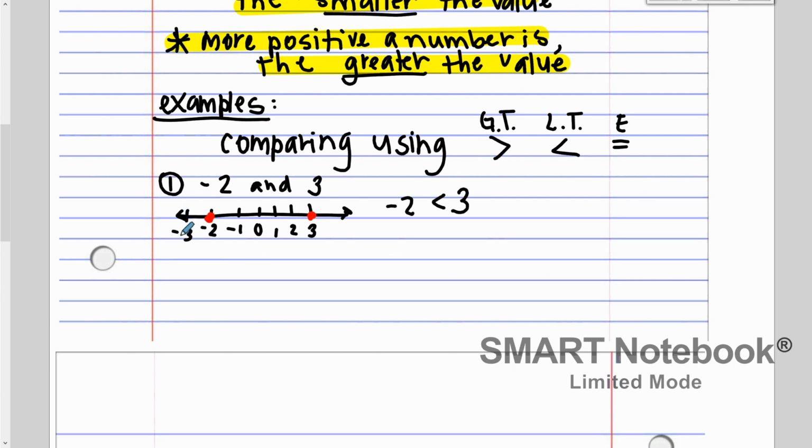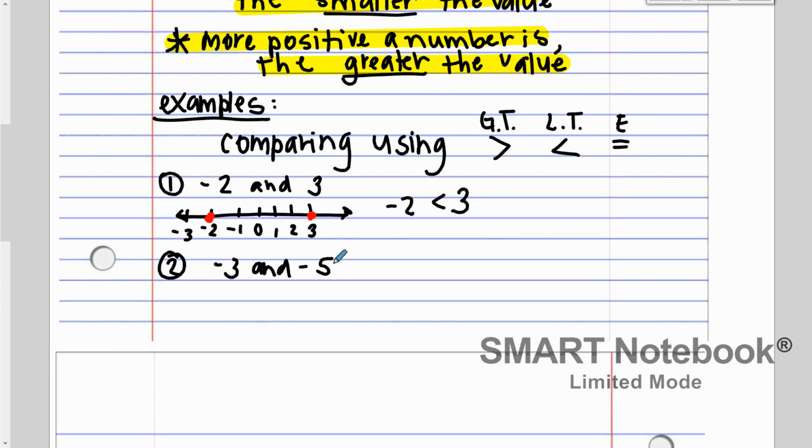So -3 is the smallest number, then -2, then -1, 0, 1, 2, 3. Number lines are automatically, as long as we do them correctly, in order from least to greatest. That's pretty easy because when one number is positive, it's going to be bigger than whatever the negative number is. Doesn't matter what that negative number is.